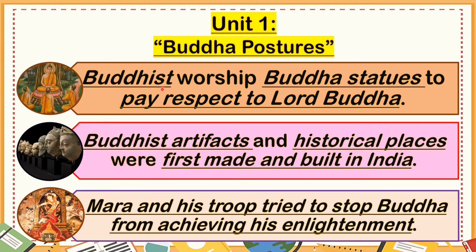Buddhists are the followers of Buddhism. Buddhist artifacts and historical places were first made in India by Emperor Ashoka. Mara and his troop tried to stop Buddha from achieving his enlightenment when he was sitting down under the Bodhi tree, trying to be enlightened.